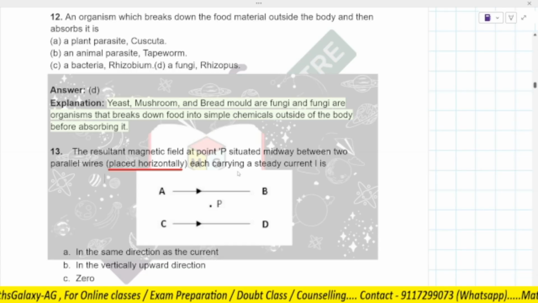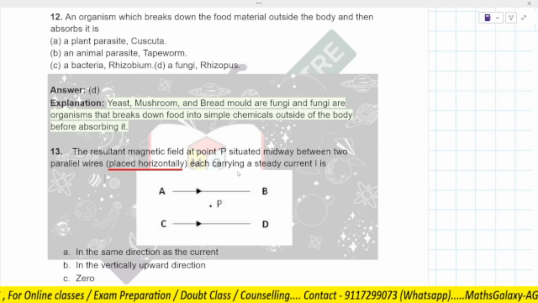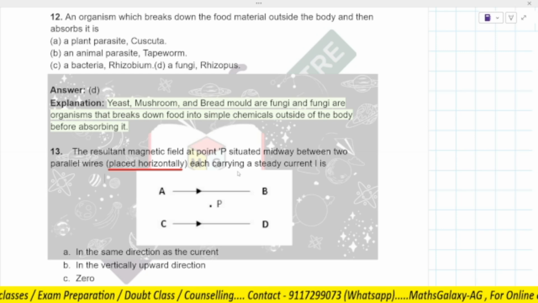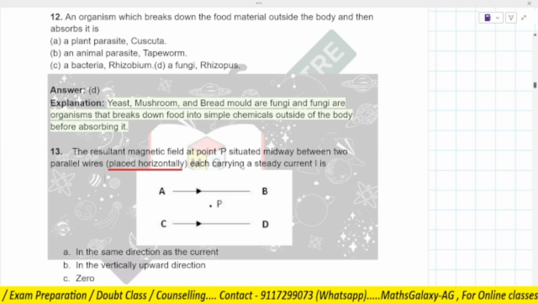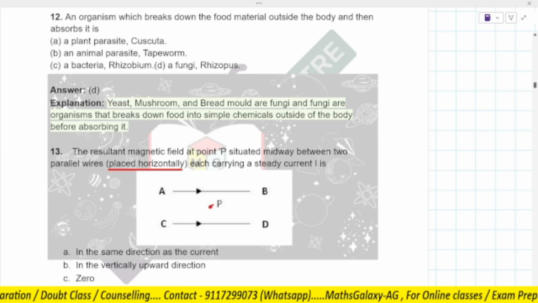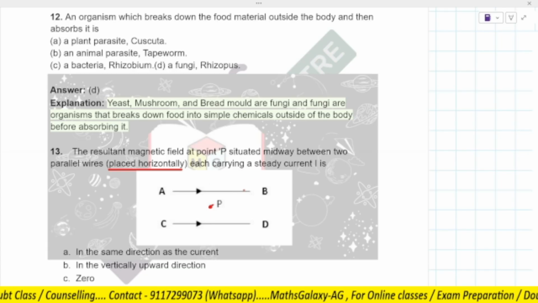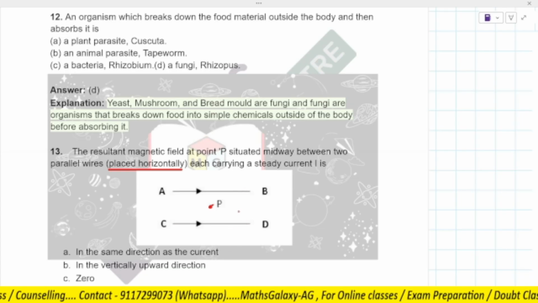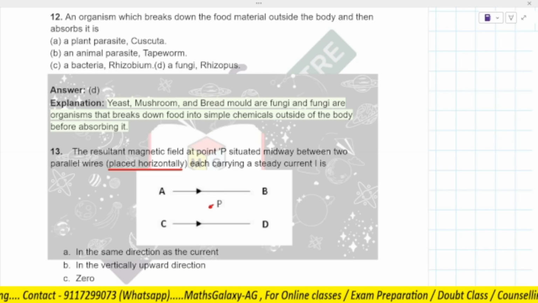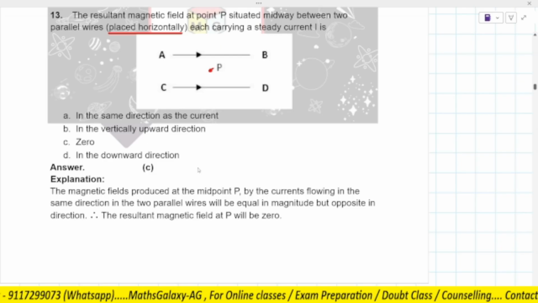What will it be? Try. Vertical backward direction. I think it should be 0. Here, magnetic field at point P, situated midway between the parallel lines, each carrying a steady current. Current is going A to B and C to D in the same direction, and between them a magnetic field is placed. So what will be the resultant magnetic field? It will be, I think, 0.